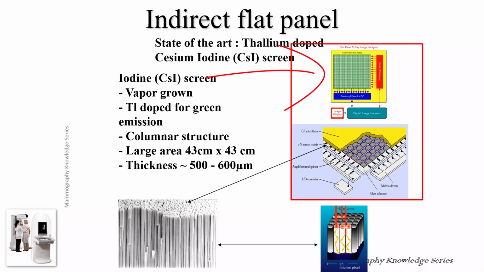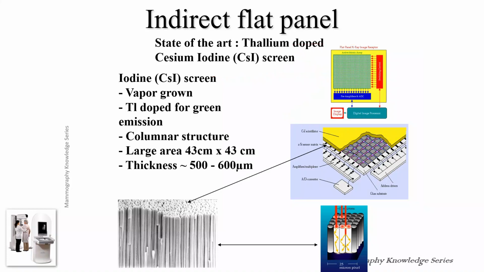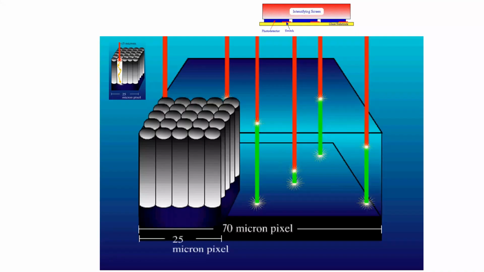Notice that the active matrix array has not changed whether we're using direct or indirect. It is simply how we're converting the radiation to be able to be seen. The cesium iodide simply fluoresces like we do in fluoroscopy, capturing the energy, and the energy is then transferred to the thin film transistors where it is mapped and we can make an image.